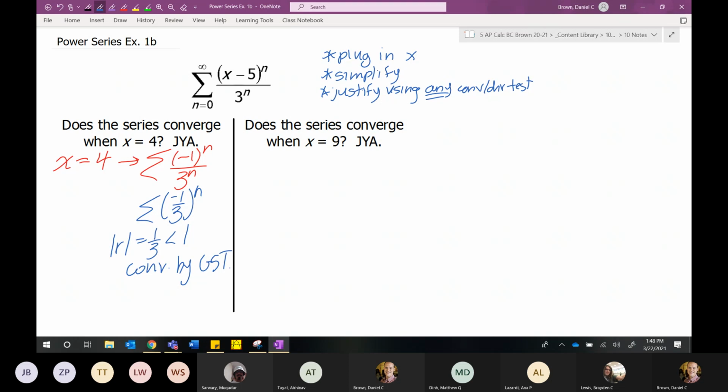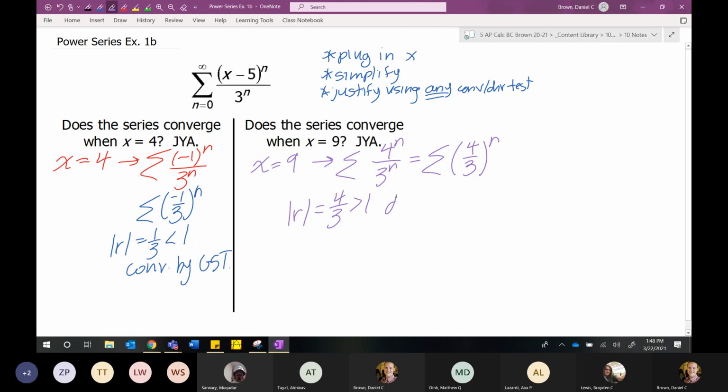Again, what does that mean? When x is 4, this infinite polynomial is going to converge to some known function. What about when x is equal to 9? Again, pretty easy. Make sure you just plug it in and then simplify. 9 minus 5 is 4. This one again is forming another geometric one. And then identify the important parts. The absolute value of r is 4/3, which is bigger than 1. So it diverges by the geometric series test. Questions on that?